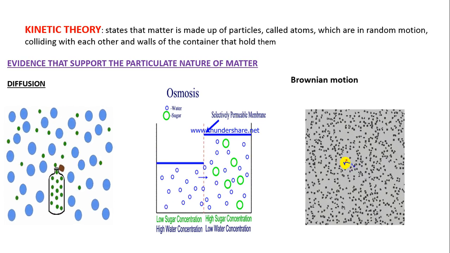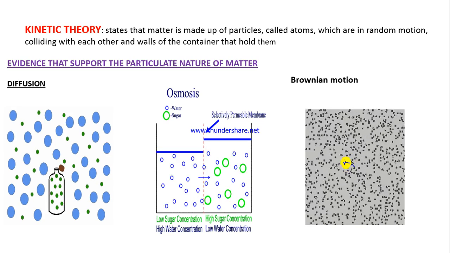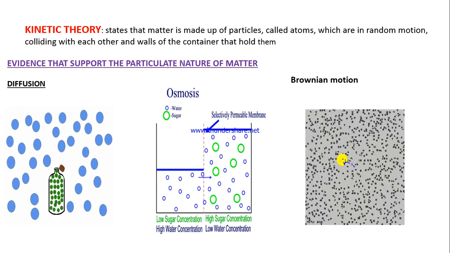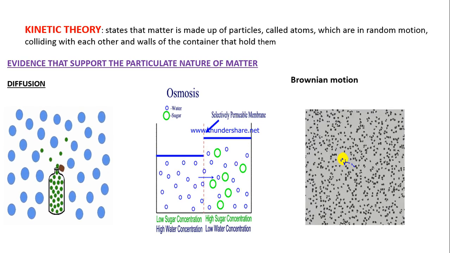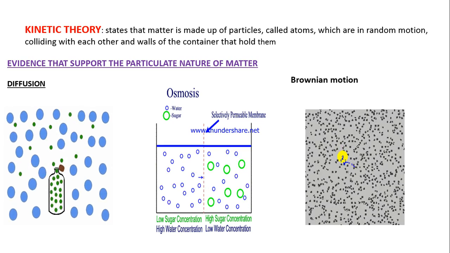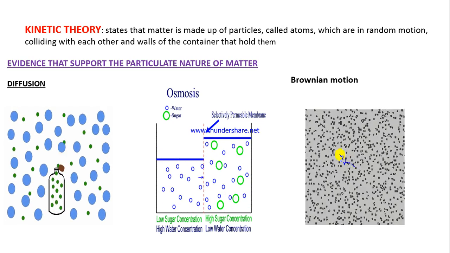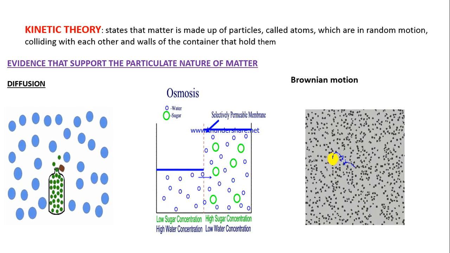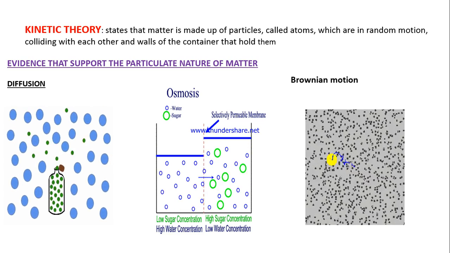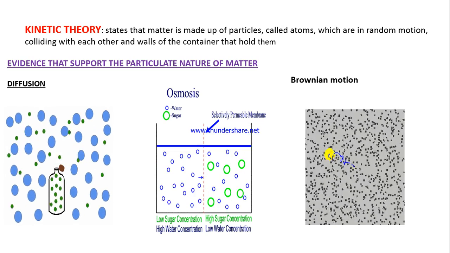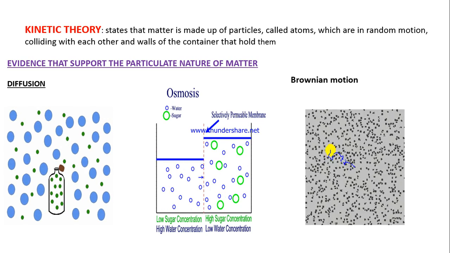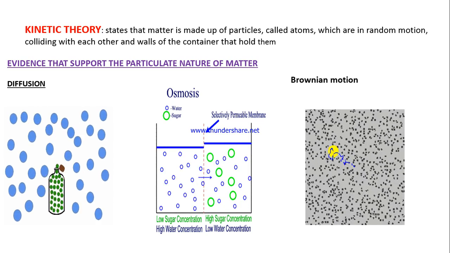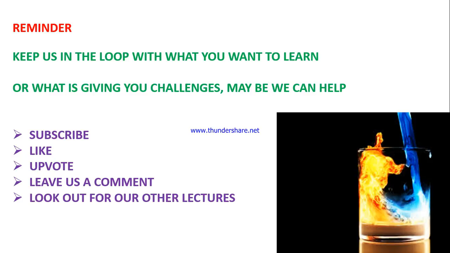Brownian motion was discovered by Robert Brown, who looked at pollen grains under a microscope and saw them moving around. He concluded that it was the water molecules bombarding the pollen, and hence the reason for the motion. It's called Brownian motion. So these are three different examples that support the theory that matter is made of particles. And that's a wrap on states of matter. Simple, short, brief, and I can't get easier than that.